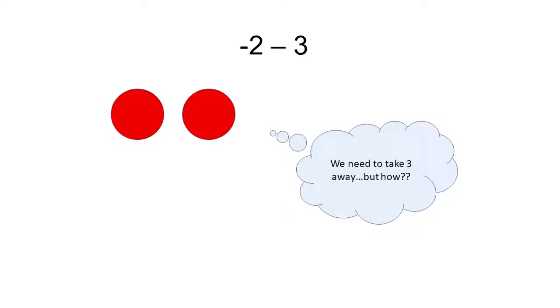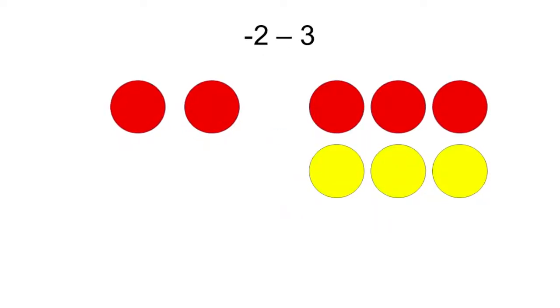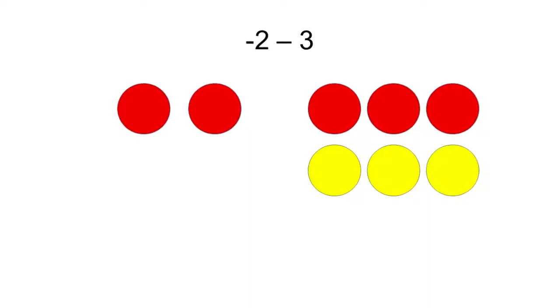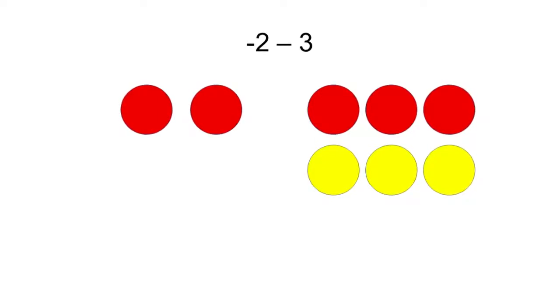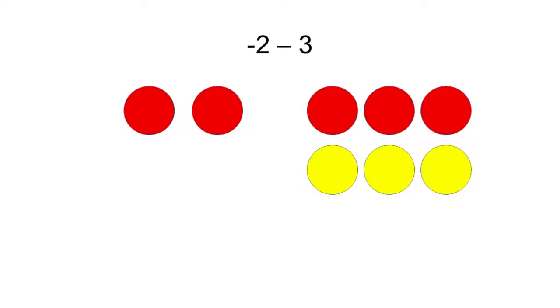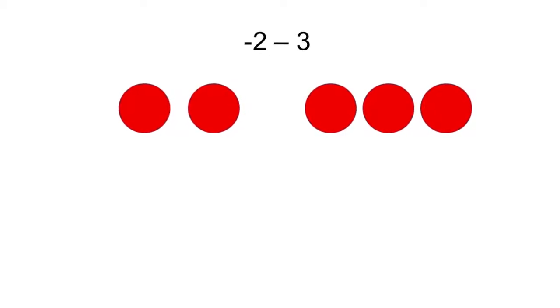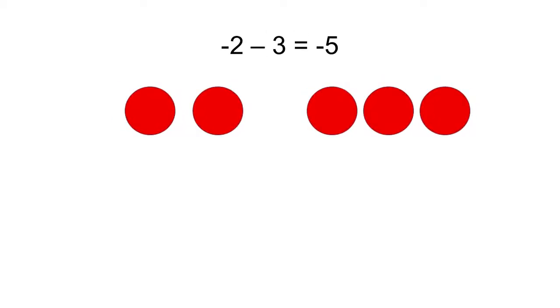And you are correct. I'm going to have to add some zero pairs, and I actually have to add 3 zero pairs to the board so that I can have 3 yellow chips to take away. So remember, when I add those zero pairs up there, I'm not really adding any value because they equal 0. But that allows me to take 3 yellow chips away, and then I'm left with 5 red chips on the board. So that tells me that negative 2 minus 3 is actually equal to negative 5.